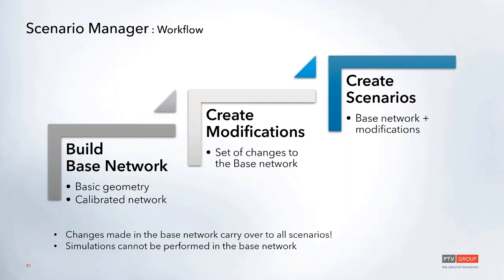And it's important to note that any changes that you make in the base network will carry over to any scenarios you create. So for example, if you wanted to update speed for all of your scenarios, you could just go back to the base network, make that change once, and it will trickle down and update all of the different scenarios. And then also the base network itself cannot be run to collect simulation results. So if this is your calibrated network, or you just want to look at that as a single scenario, you can create a scenario with no modifications. So that will just represent the base network as is.